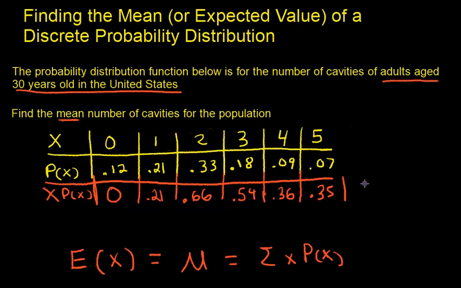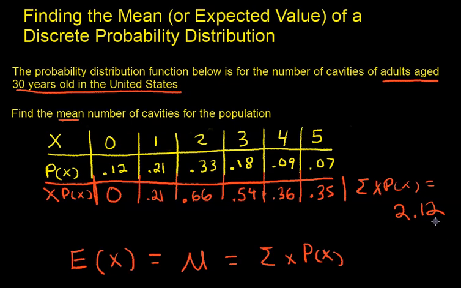Then sum up that row. Plug that into a calculator and add up 0 plus 0.21 plus 0.66 plus 0.54 plus 0.36 plus 0.35. You'll get 2.12.